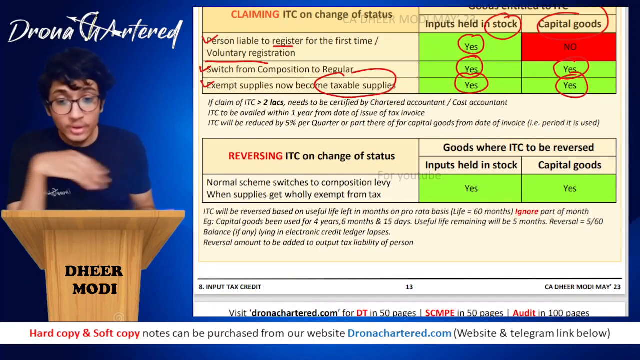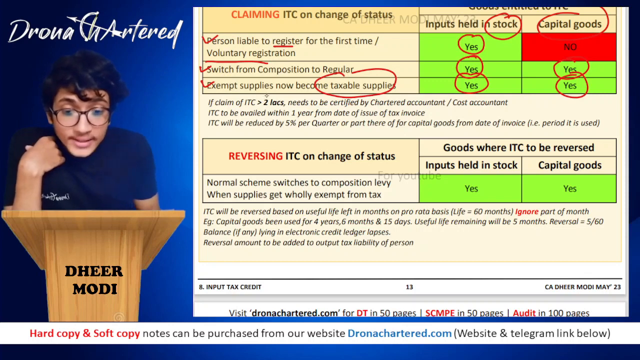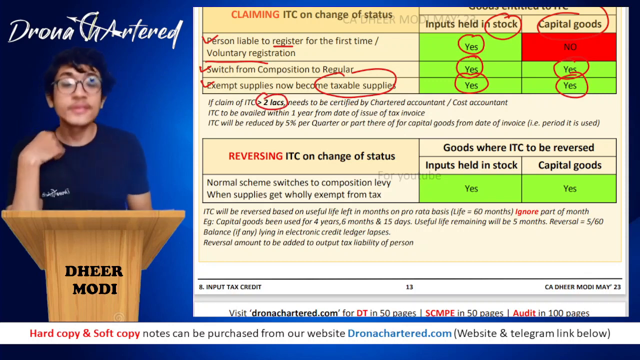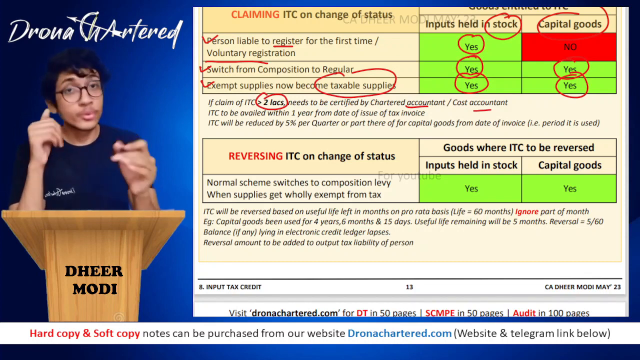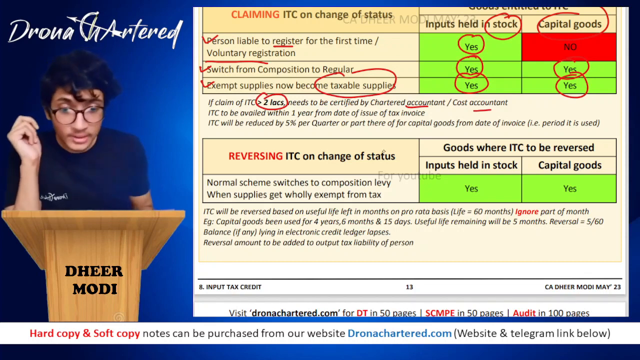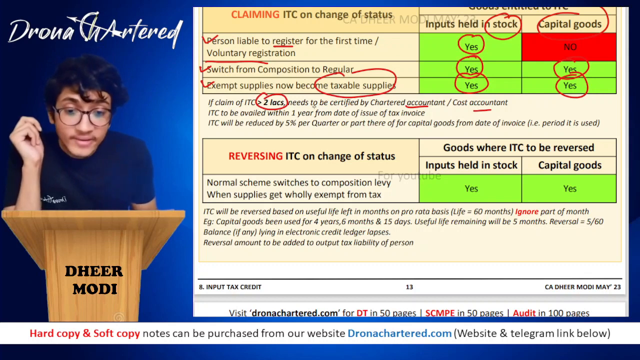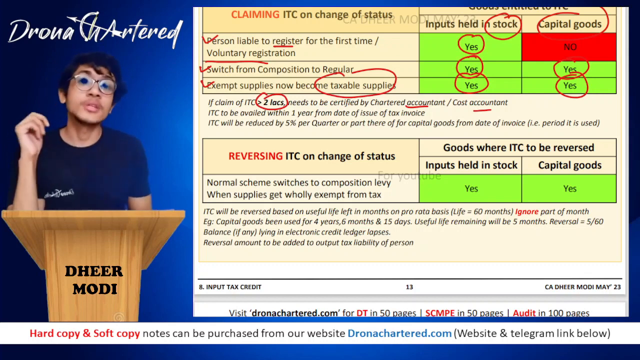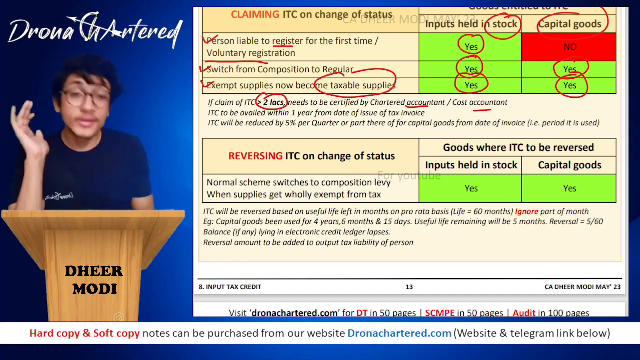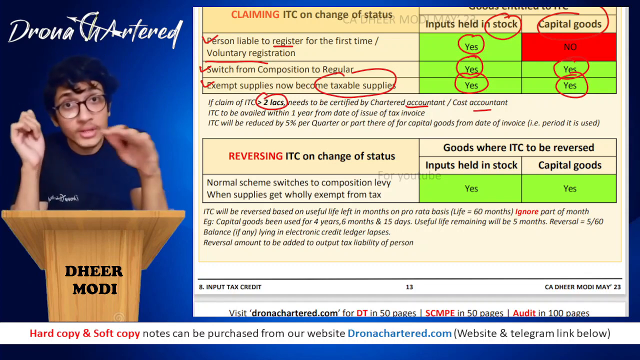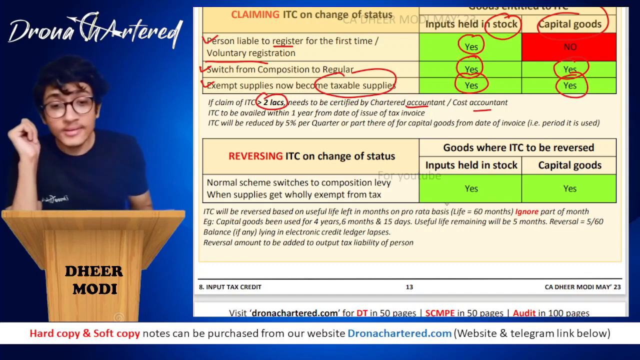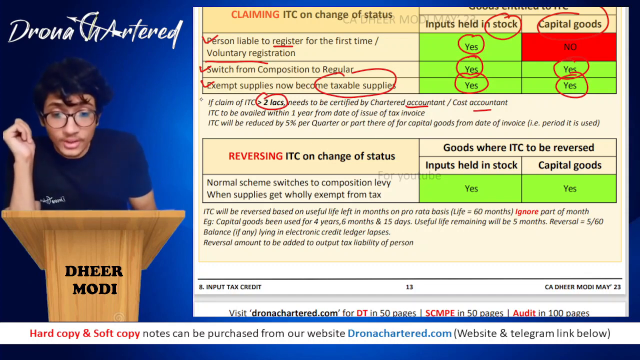Okay. Now if your claim of ITC is more than 2 lakh, it needs to be certified by a chartered accountant or a cost accountant. This claim that you're making, if it is more than 2 lakh, has to be certified. ITC can be availed within 1 year from the date of issue of the tax invoice. That is, if you want to claim ITC, it should be from an invoice which was raised within the last 1 year. Okay.